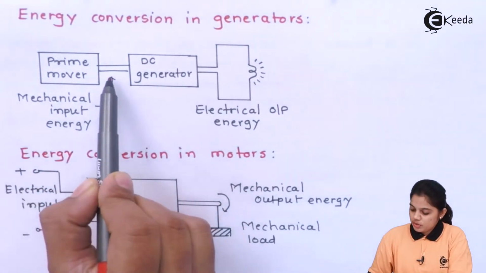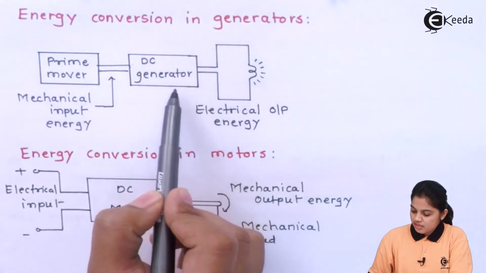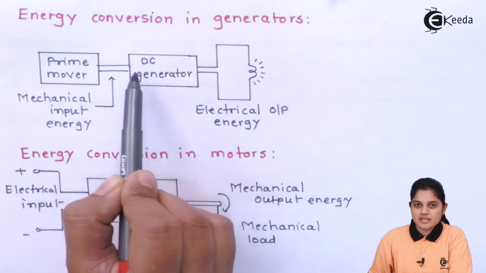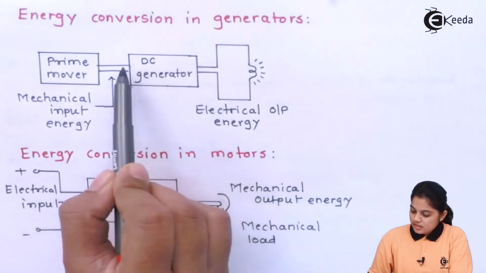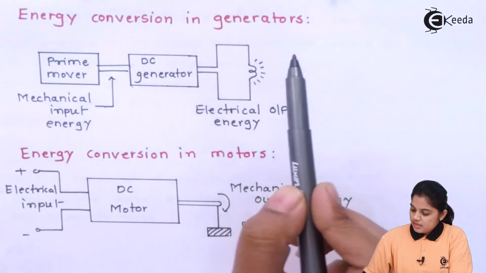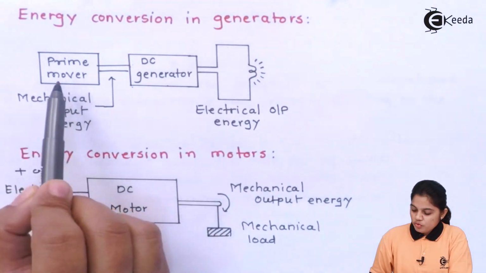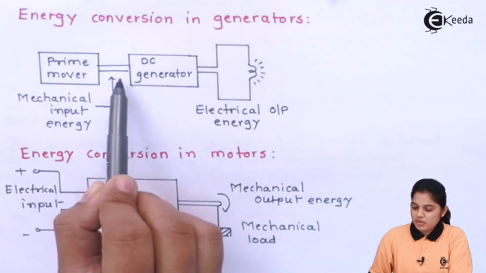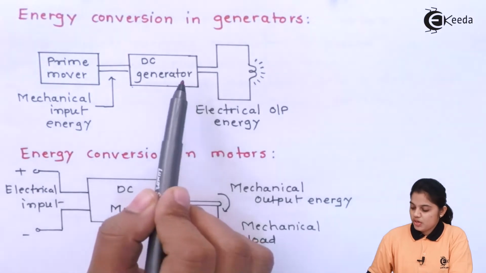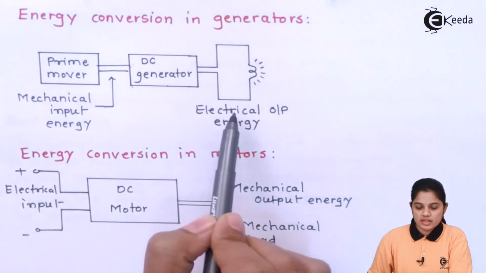That mechanical energy developed by the movement of the prime mover is considered an input for the DC generator. This block represents the DC generator, which is receiving the mechanical energy as an input. From this mechanical energy, the DC generator will generate a DC voltage across the load. Here you can see the electrical output energy given at the output of the DC generator. So the prime mover gives mechanical input to the DC generator, and according to this input the DC generator produces a DC voltage as output. This device converts mechanical energy into electrical energy.